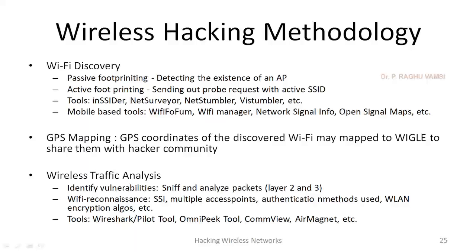In this analysis, first you may check for vulnerabilities. What type of probe request you sent, or what probe request value you set in the packet and sent, and with that value, what reply you got. Based on that, you can assess what vulnerability is present in that access point. Especially, this will be analyzed at layer 2 and layer 3.